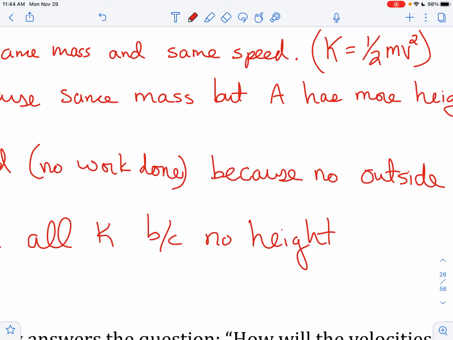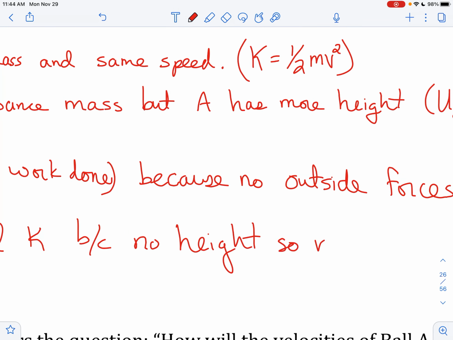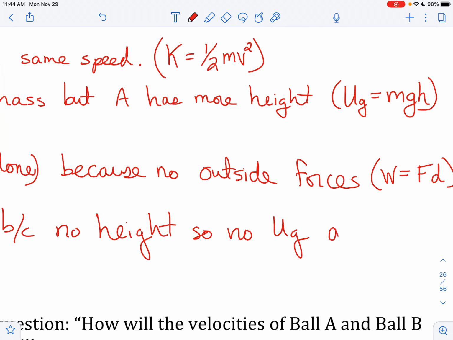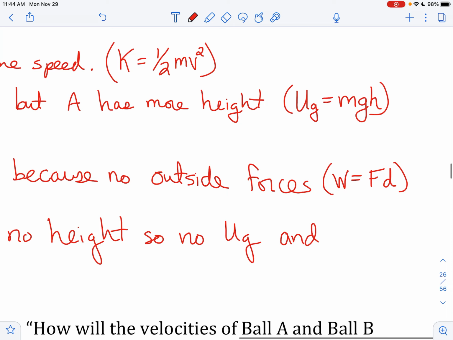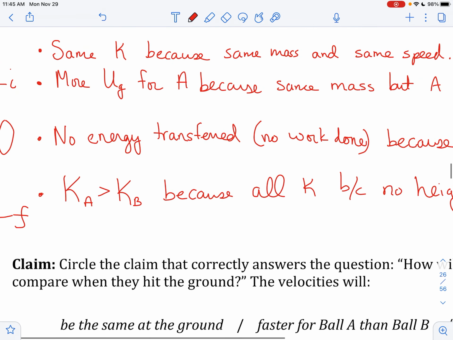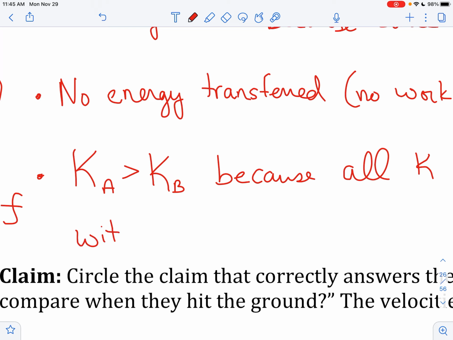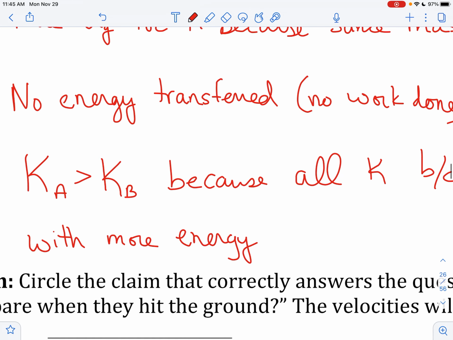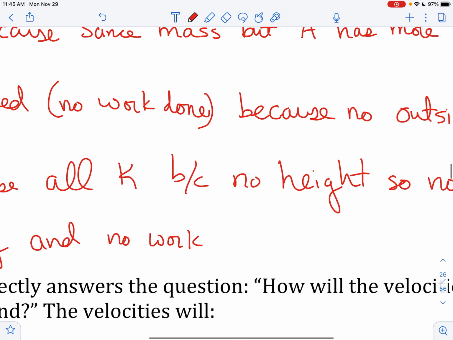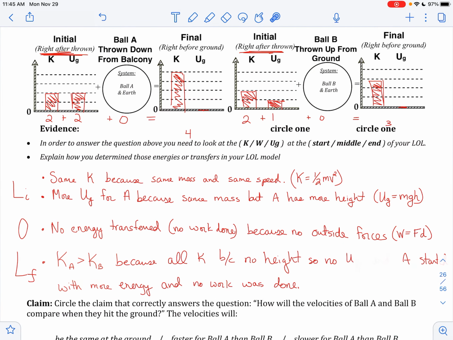So we're saying, okay, there's no UG. So no UG. So we're saying, okay, it's all kinetic energy. If it's all kinetic energy and A started with more energy and no work was done. Now there are a bunch of different ways you can say this last thing.